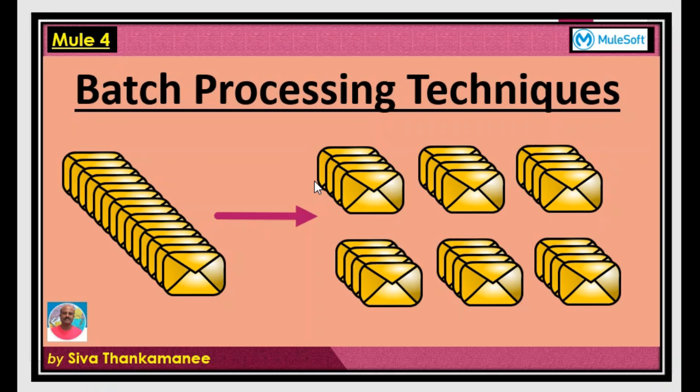Normally, when we receive 1,000 records, it isn't feasible to process all the 1,000 records at once. So what we do is we go in batches: we take records in batches like 100 by 100 or 10 by 10 or 5 by 5 and then process them. That's the basic concept of the batch processing technique.